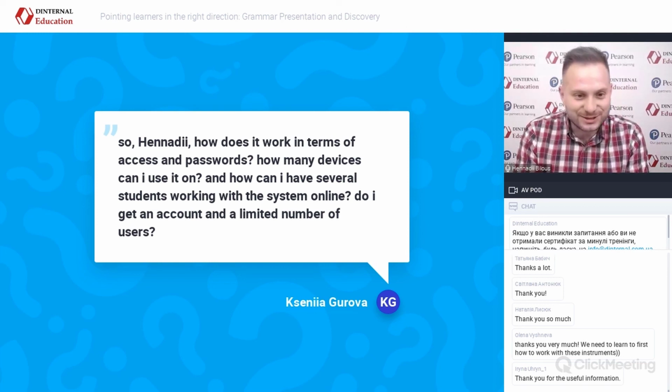How does it work in terms of access and passwords? How many devices can I use it on? And how can I have several students working with the system online? Do I get an account and a limited number of users?